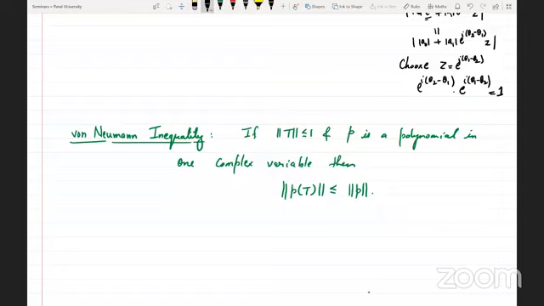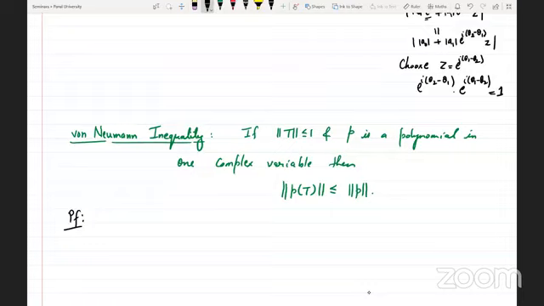Let me try to indicate the proof. The proof is simple, so I will just try to indicate it. Here we will use two results from linear algebra and a result from complex analysis. So maybe first let me say what result we are going to use.